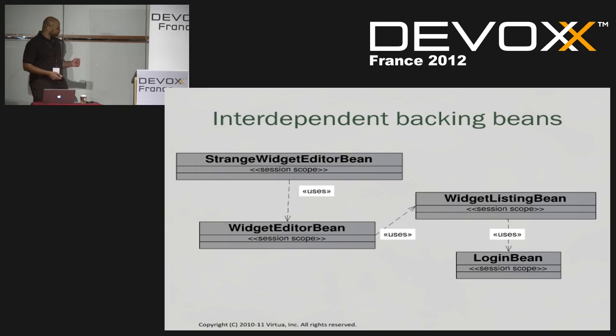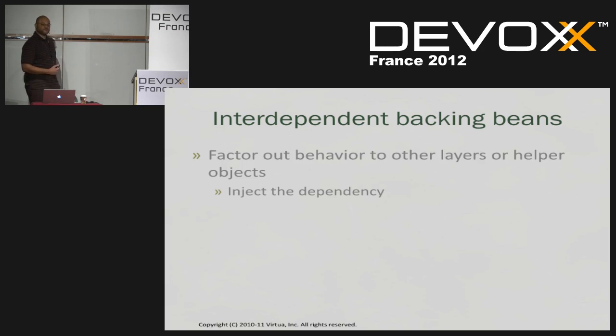So here, the main issue is that we have 3 different backing beans that all use each other, right? This one uses that one, this one uses that one, okay? And this one uses this one, okay? So the interface for these classes should be to the page, not to each other. Okay.